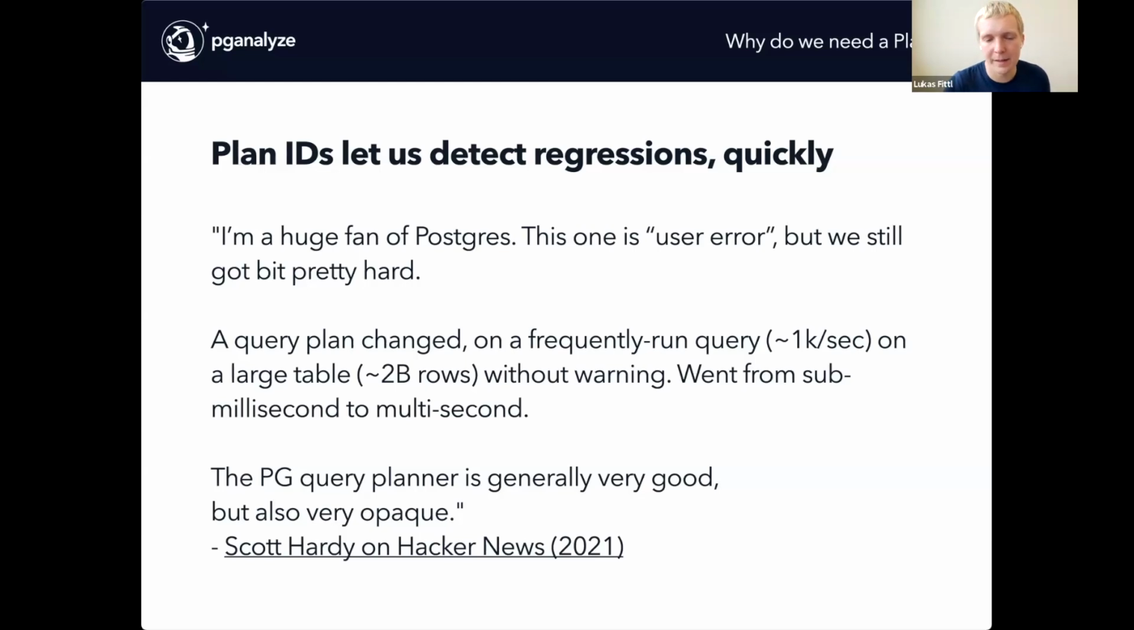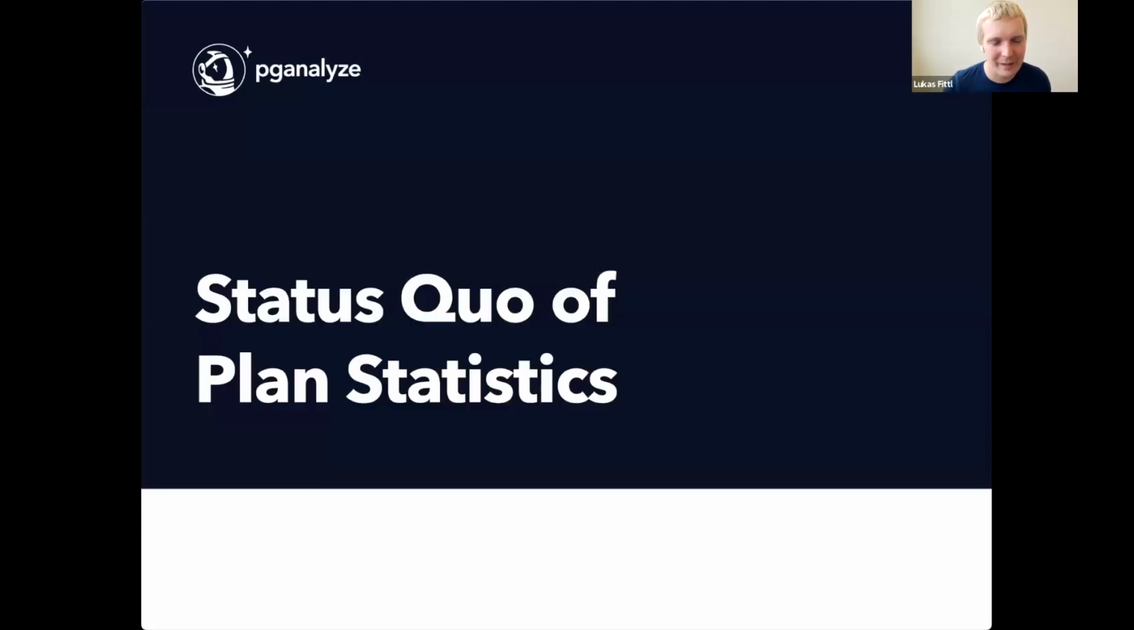They followed this up by saying the Postgres query plan is generally very good, but also very opaque, right? Which I kind of disagree with. I think the Postgres planner actually is very logical if you really get into it, but it's hard to understand if you're just trying to run a production database without becoming a hacker. So with that, let's dive into what we have today.